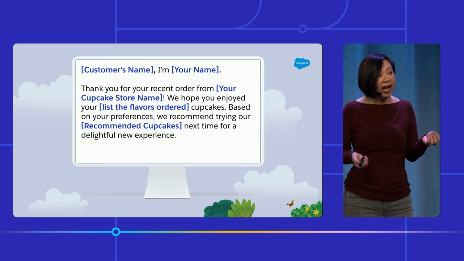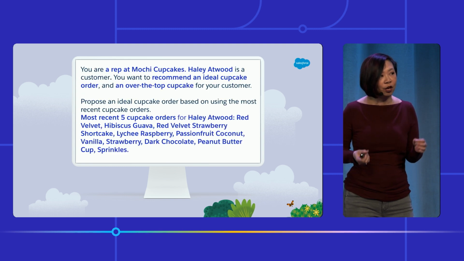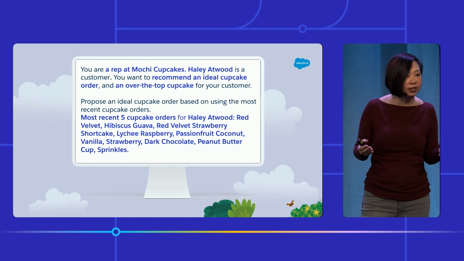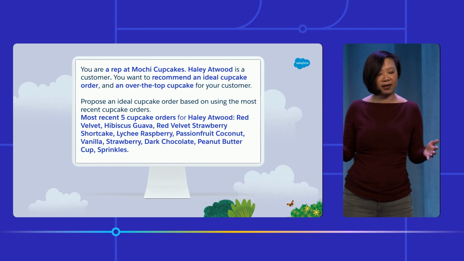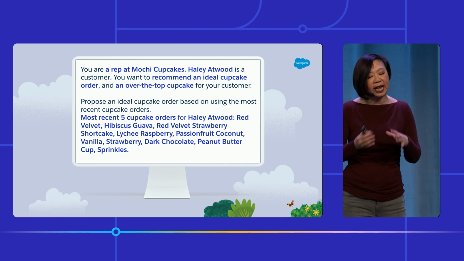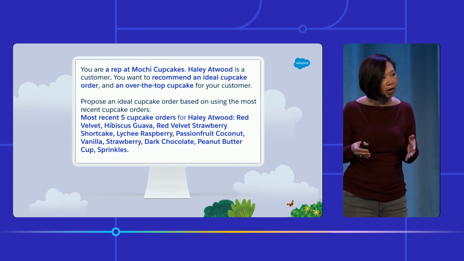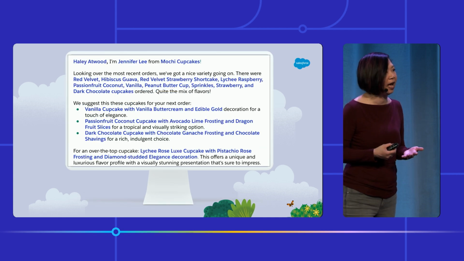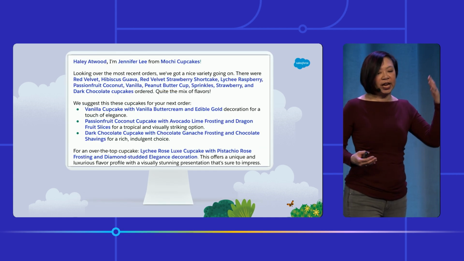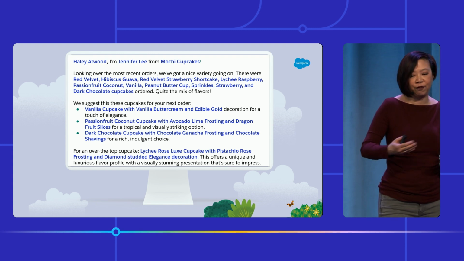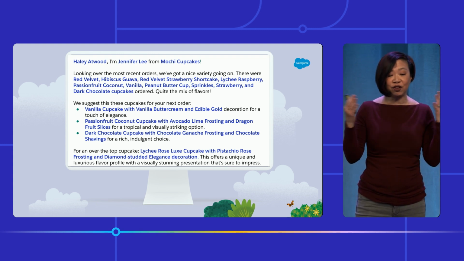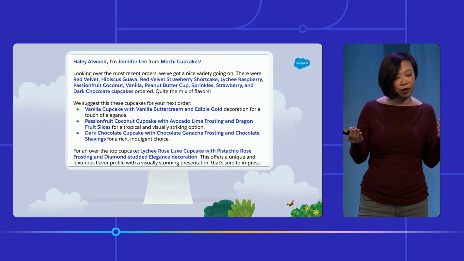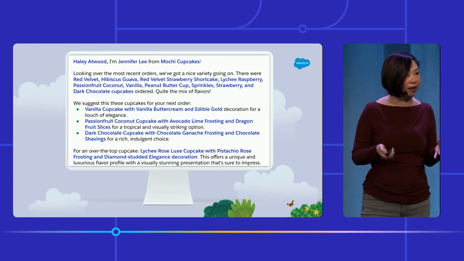Now, if we provide more context, right, we're saying, I'm a rep at Mochi Cupcakes, Haley Atwood's the customer, we're going to recommend an ideal cupcake order, and here are her 5 most recent orders. Right? In return, we're going to get a more personalized response, right? We can address it to Haley Atwood. I'm Jennifer Lee from Mochi Cupcakes. Here's all those great orders that you placed with us, and we recommend those 3 orders and that over-the-top cupcake.